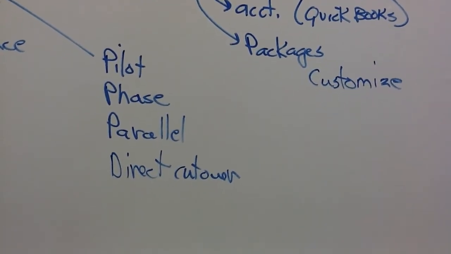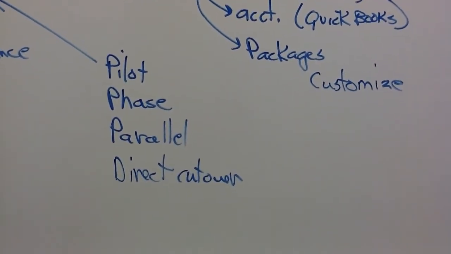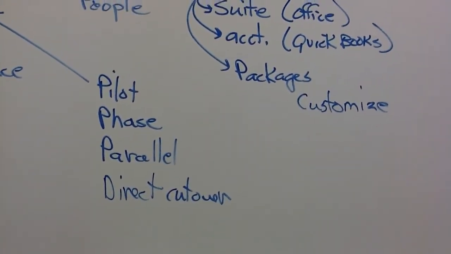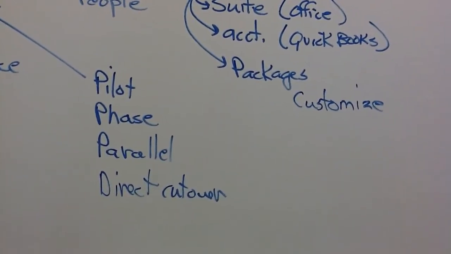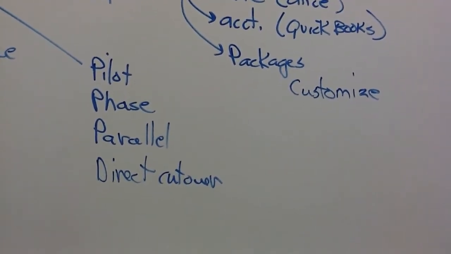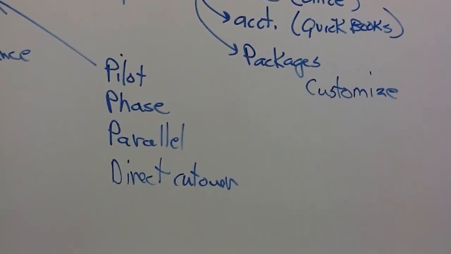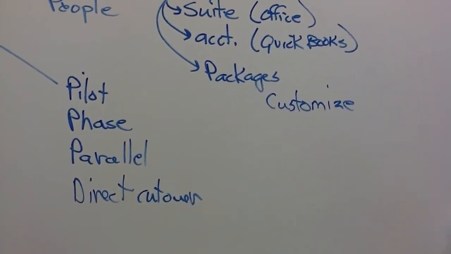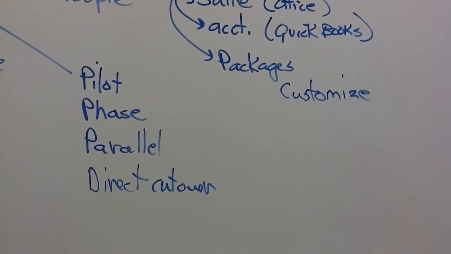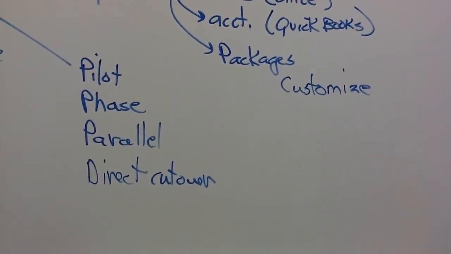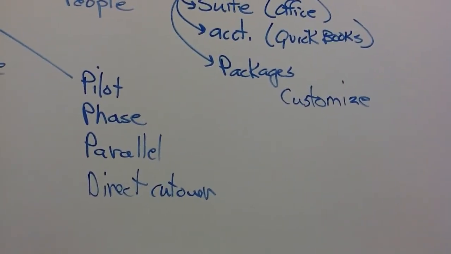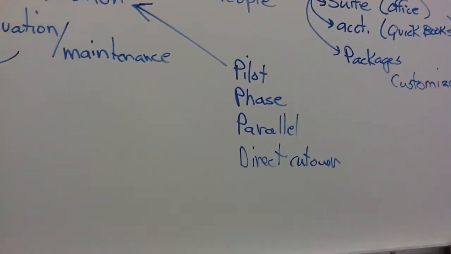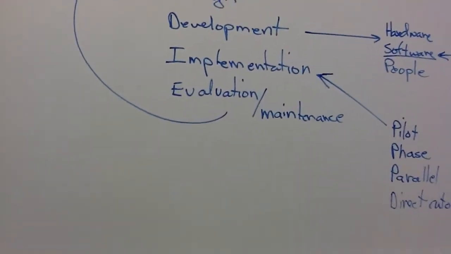In some cases you can do a parallel, in which you run your old system and the new system at the same time. Probably the most expensive, but the most reliable, because then you can see if the new system is working well compared to the old system. A direct cutover, in some cases you have to just leave the old system and go to the new one. It might be the least expensive, but it's the most risky, because if something doesn't work, it has to be fixed right now.